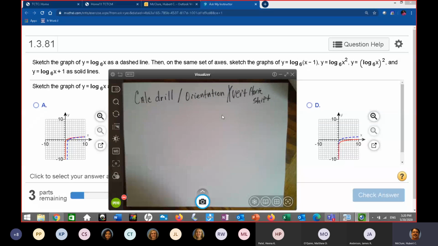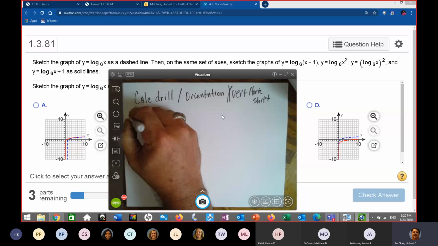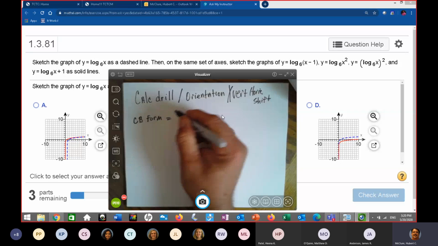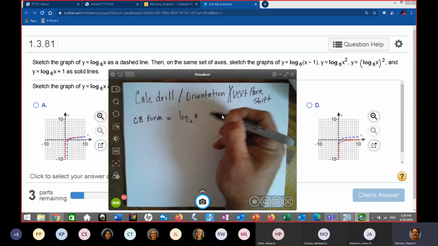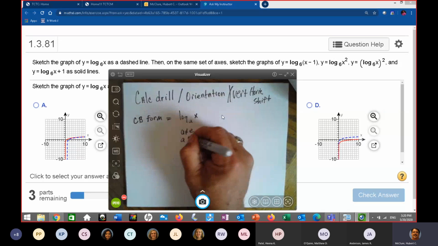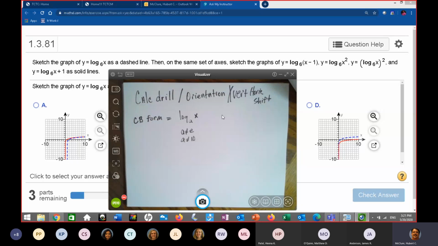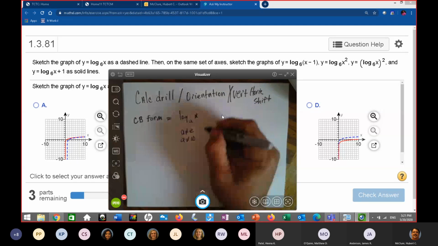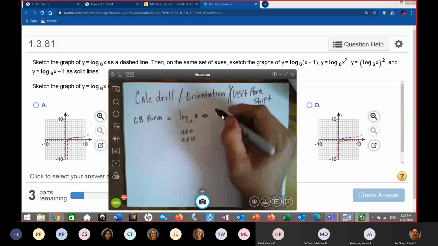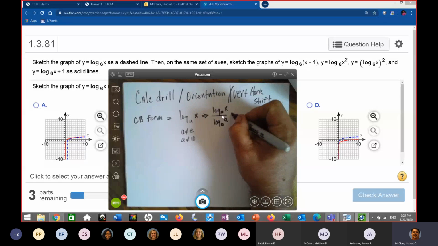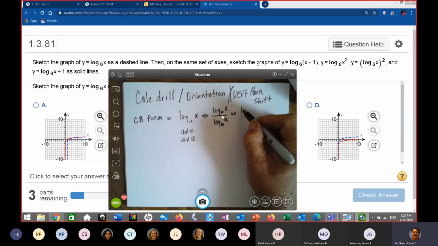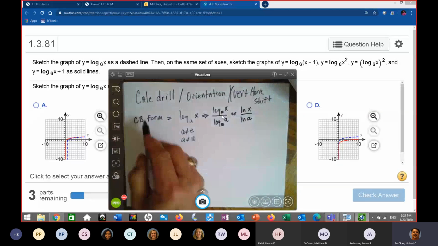All right, so the change base formula says if you have log base A of X, and A is not equal to E, and A is not equal to 10, then you can rewrite it as log base 10 of X over log base 10 of A, or log base E, which is natural log of X, over log base E, natural log of A. You need to know the change base formula, and all of you should know that.